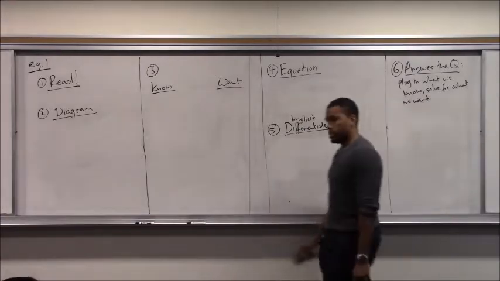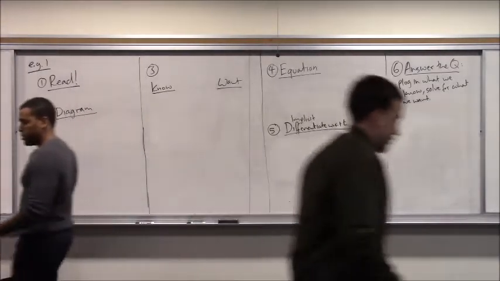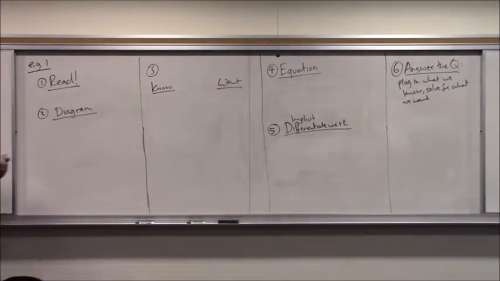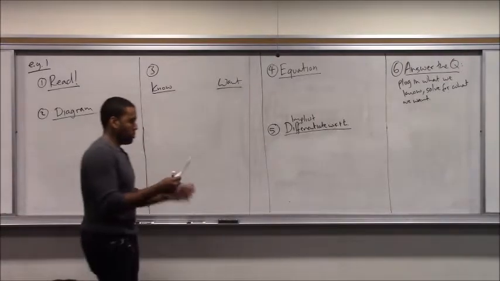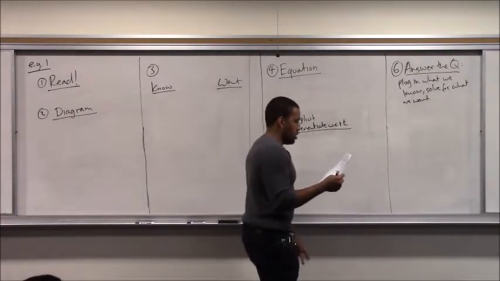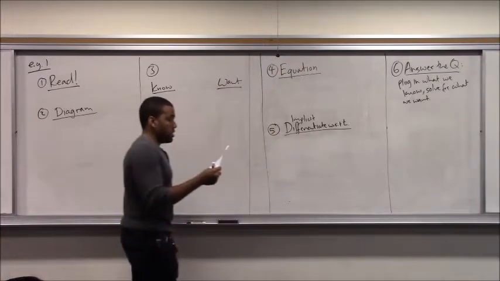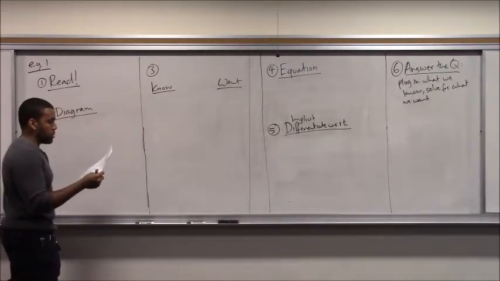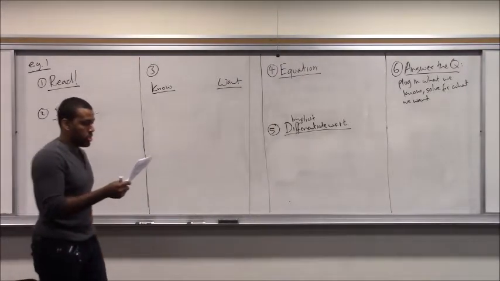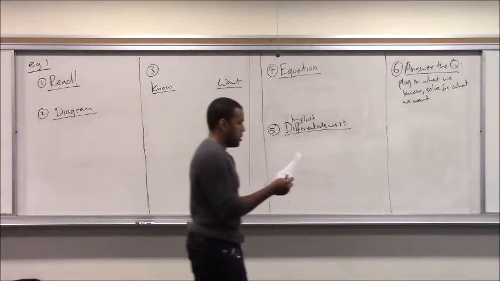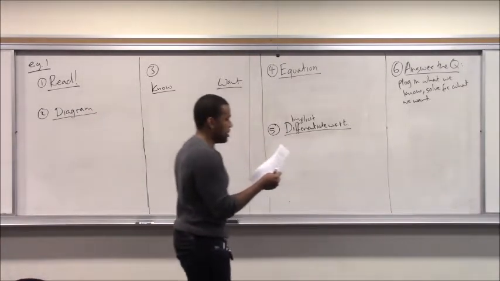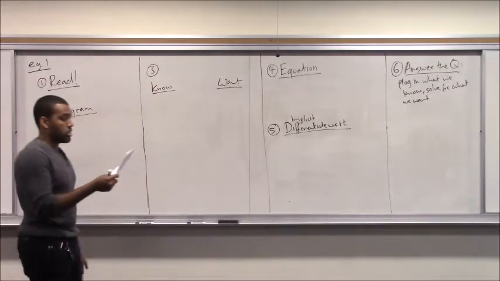Related rates, we'll go through these 6 steps. Let's read the next problem. The length of the rectangle is increasing at a rate of 8 centimeters per second. Its width is increasing at a rate of 3 centimeters per second. When the length is 20 and the width is 10, how fast is the area increasing?